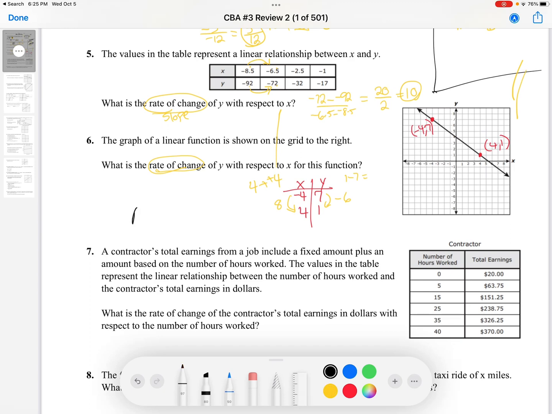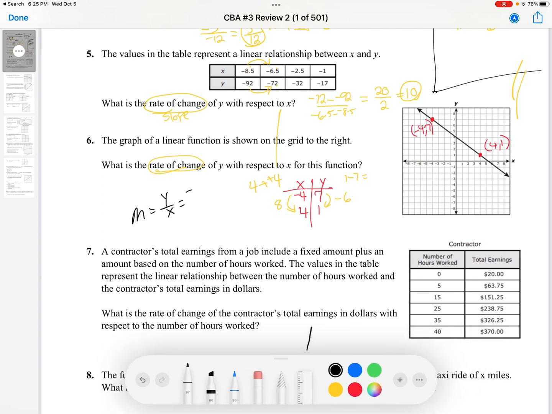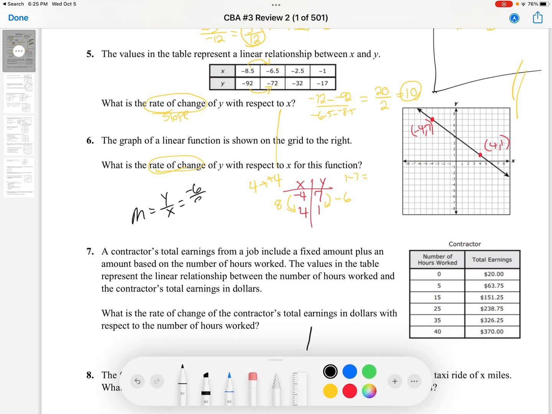So I had to put my change in y over x, which is -6 divided by 8. And that gives me -3/4. So that is the rate of change for number 6. Number 7, it says a whole lot. But I'm looking for the question. What is the rate of change?